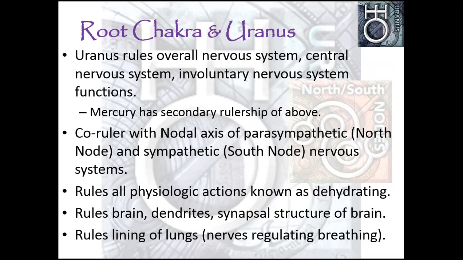We need to get past the Saturnian conformities and liberate, loosen up, do it differently. That's the middle layer of the root chakra. Uranus also rules the lining of the lungs because that's where we have the nerves that regulate the breathing.